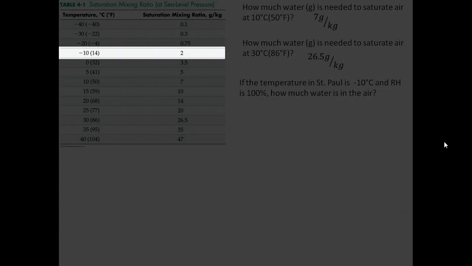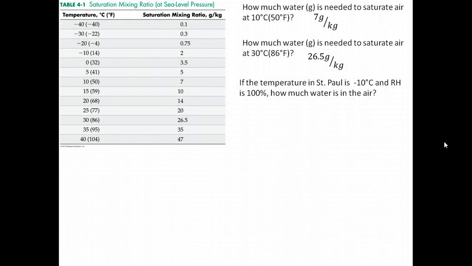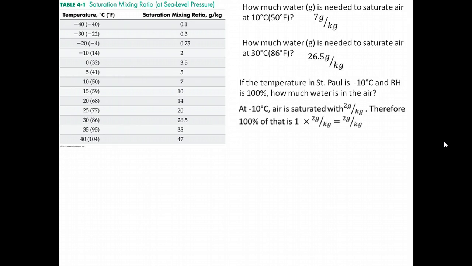We look for, in the left-hand column, minus 10 degrees Celsius, which is equivalent to 14 degrees Fahrenheit, and then we read across to the saturation mixing ratio column, and we find that at that temperature, 2 grams per kilogram of water in the air would saturate the air. So at 100% relative humidity, essentially that's 1 times that amount, which is what it is. But more intuitively, it just simply says that the air at that temperature is holding as much water as it possibly can, and that's what the table shows to us.